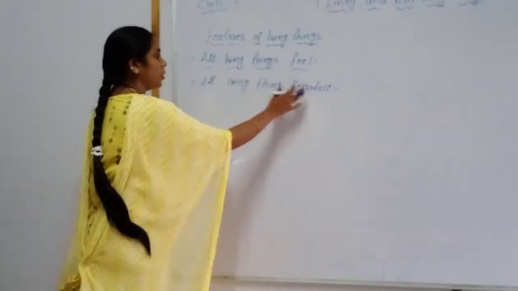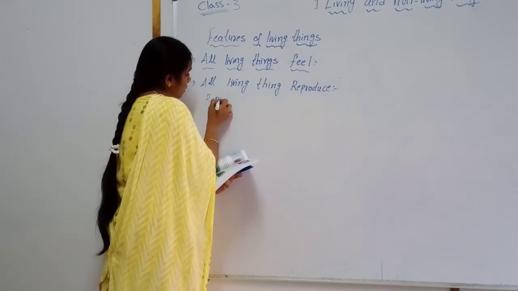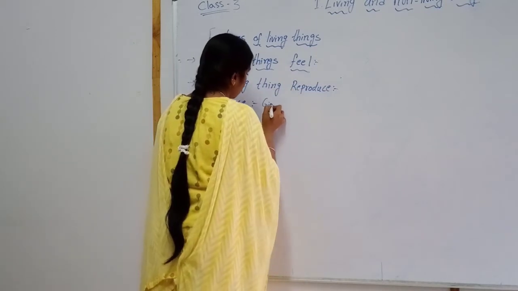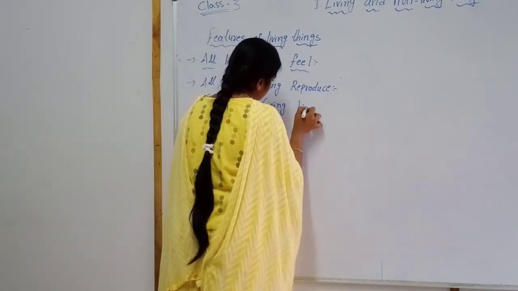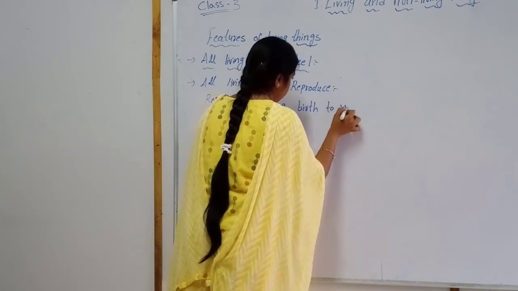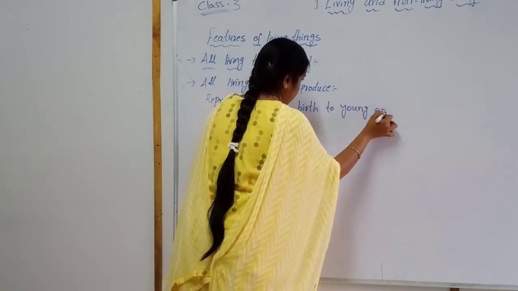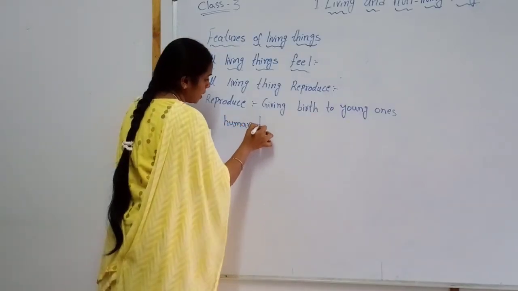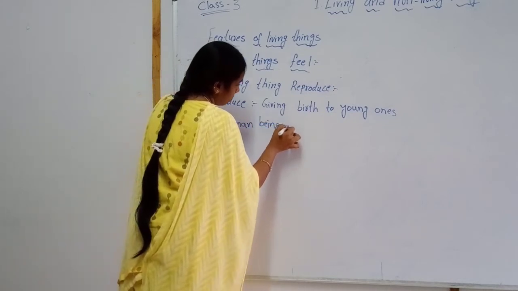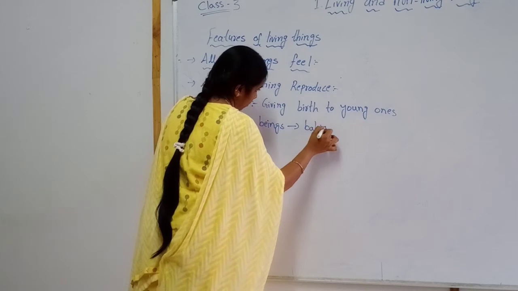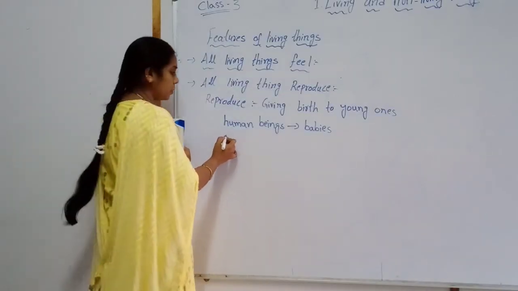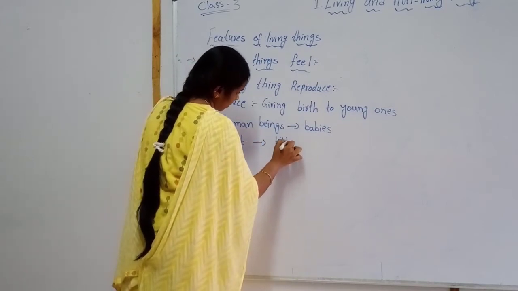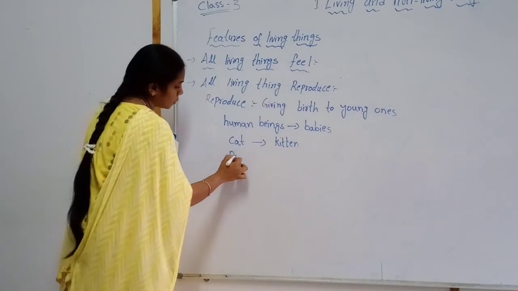Living things reproduce. What do you mean by reproduce? Giving birth to the young ones. Human beings give birth to babies. The cat gives birth to a kitten. And the dog gives birth to a puppy.